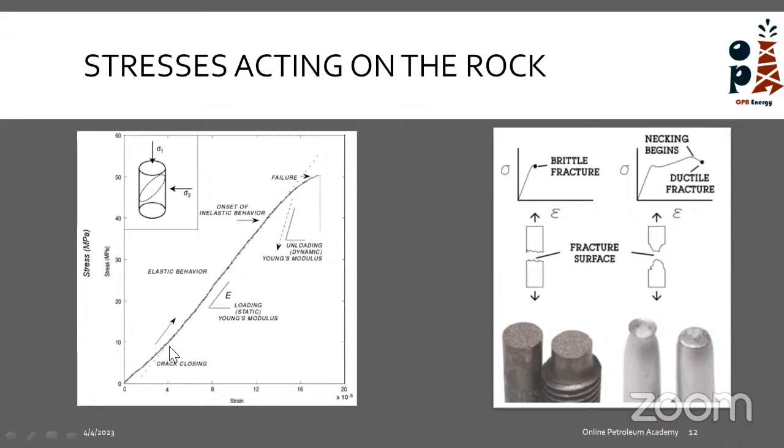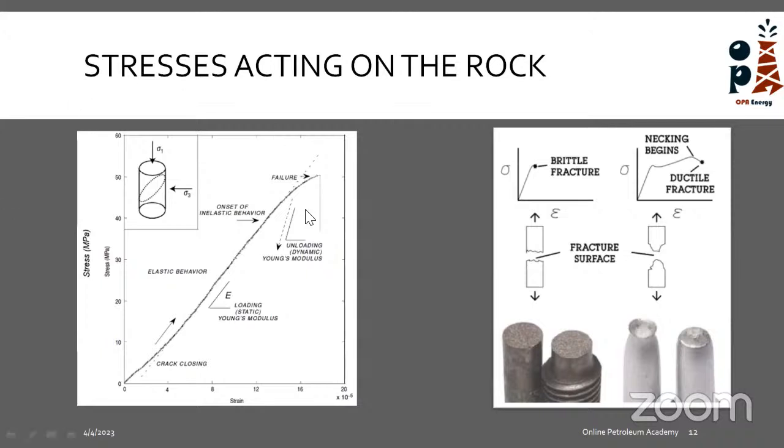Okay, in the beginning, you will notice a nonlinear relationship because of crack closing, pore spacing closing, and the compaction that can occur in the rock. After the closure of the cracks, the stress increases versus strain in a linear relationship. The slope of this relation is called Young's modulus and is denoted by the symbol E. Young's modulus is one of the most important rock mechanical properties.